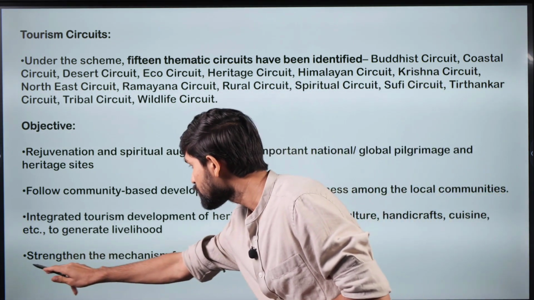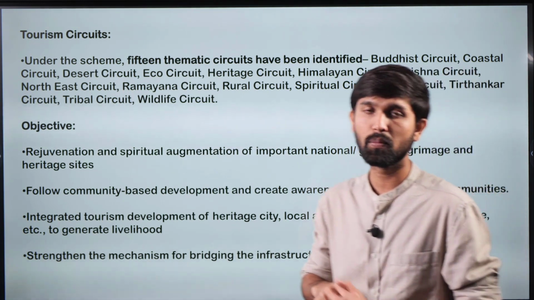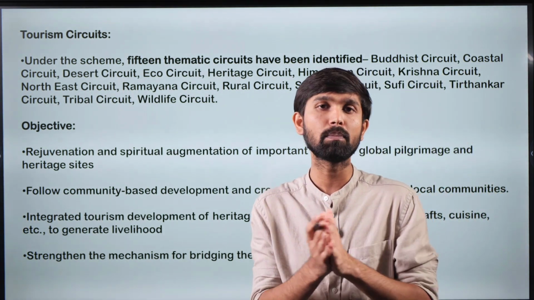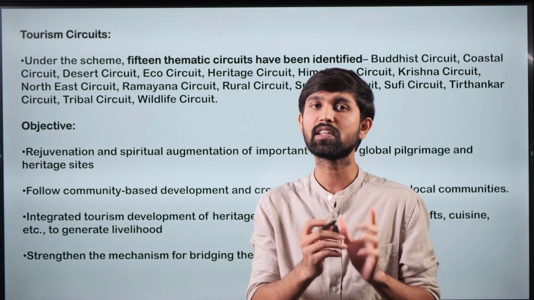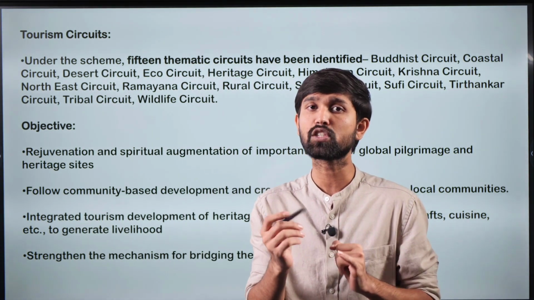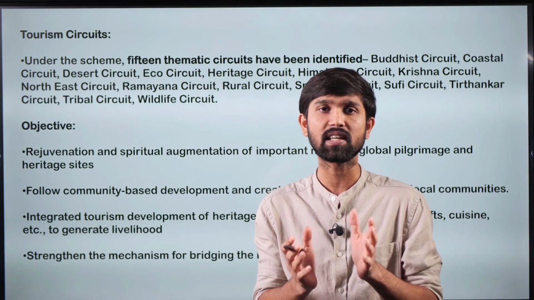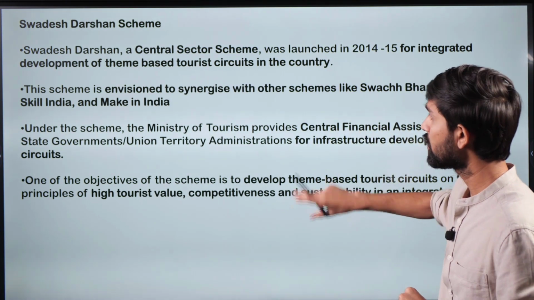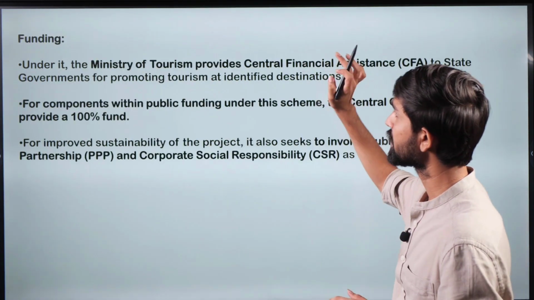Then another is to strengthen the mechanism of bridging the infrastructural gaps. This is one of the most critical objectives of this scheme, where the money is going to be poured in to actually improve the infrastructure around these tourist sites. Infrastructure can mean those kinds of facilities which ensure the safety, sanitation and other facilities around these areas. So these infrastructure facilities would be improved and introduced under the scheme. So these are the objectives of it.